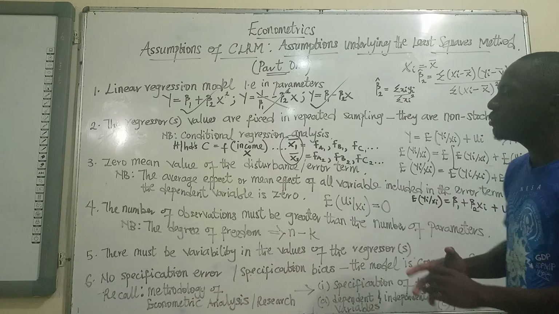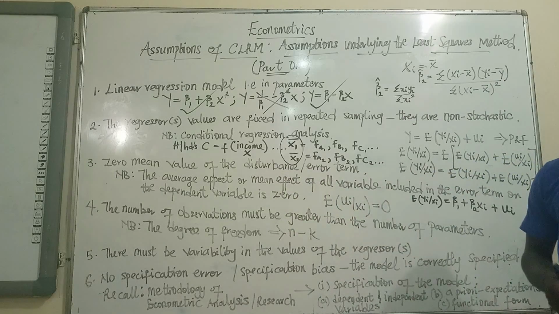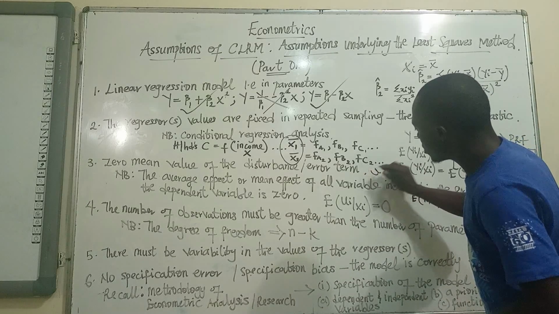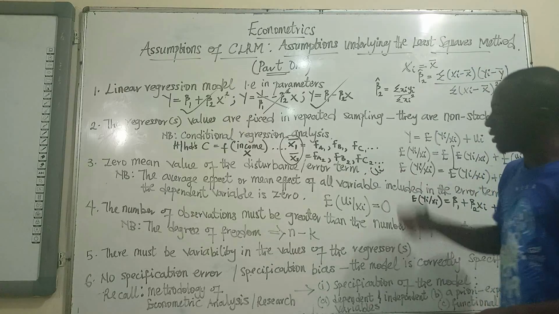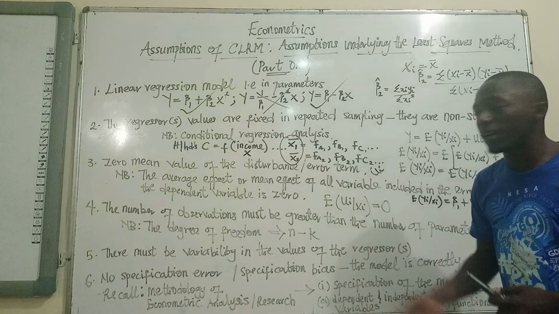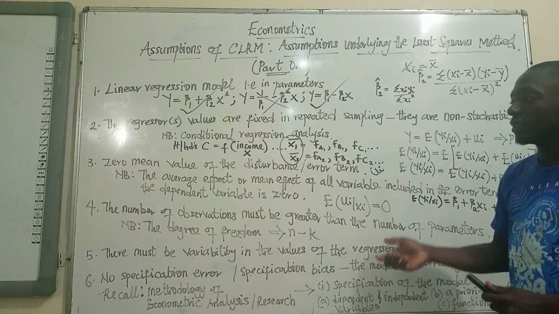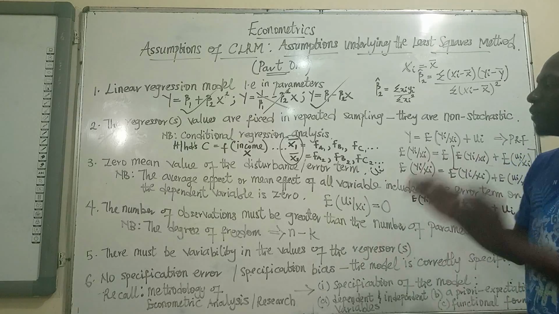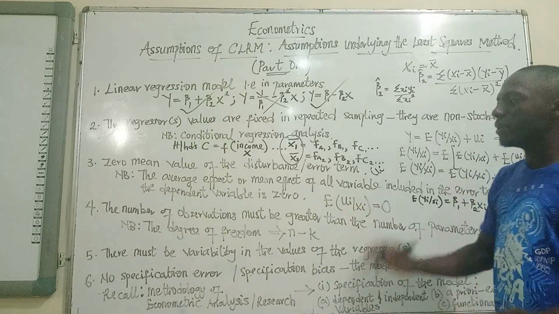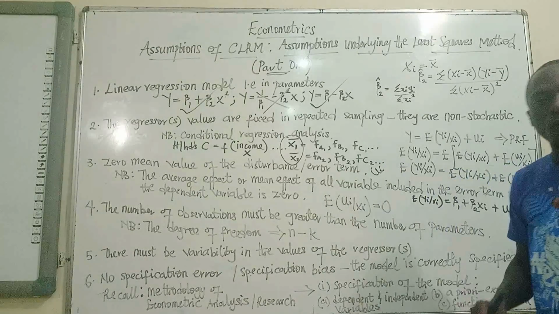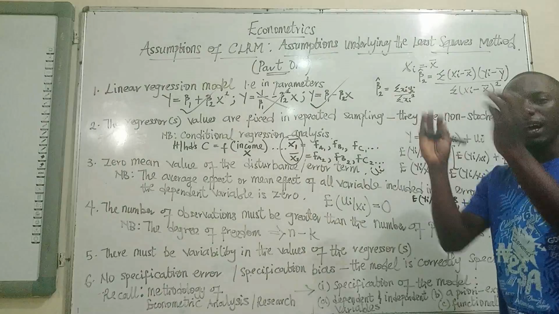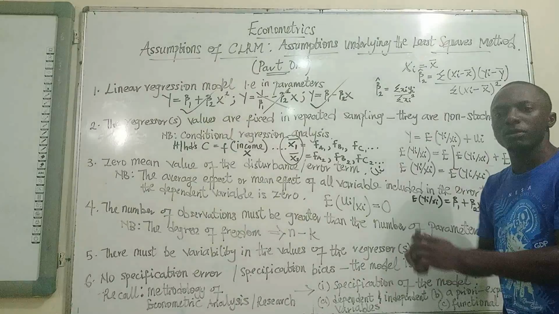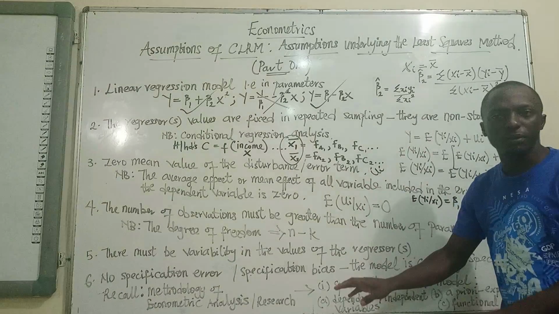The third assumption now: zero mean value of the disturbance or error term. You should of course still remember our discussion on this ui, that it is the disturbance term, the error term, or the noise term. Those are the different names for this ui. Now, the zero mean value of the error term or disturbance term simply means that the average effect of every single variable captured in the error term on the dependent variable must be equal to 0.